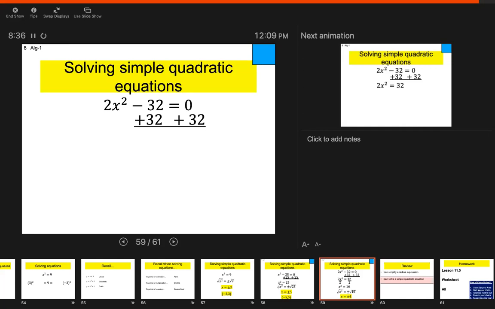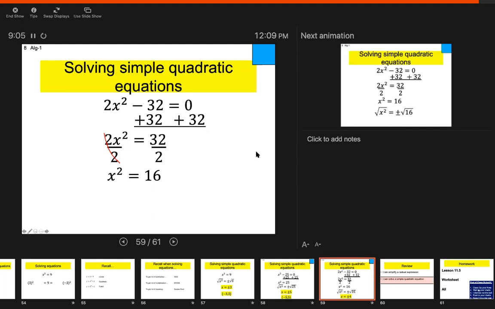Okay, that's easy. 32 and 0 is 32. The next thing, and I should have made this other than a 2, I'm going to get rid of that initial 2, not the squared, but the coefficient 2. To get rid of that 2, we divide both sides by 2. When I divide both sides by 2, the 2's cancel, and we are left with x squared equals 32 divided by 2. That's 16.